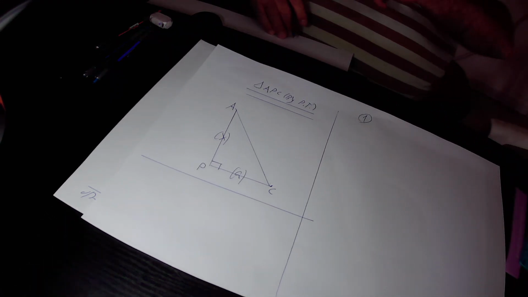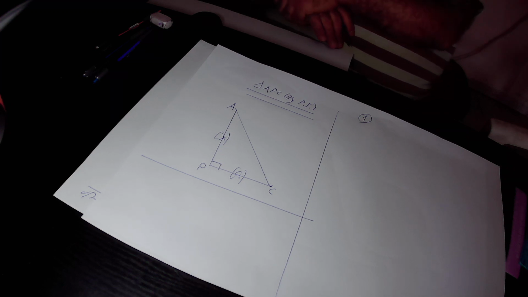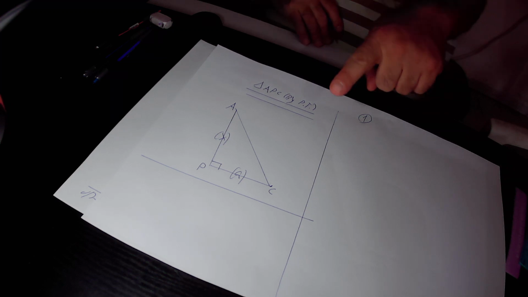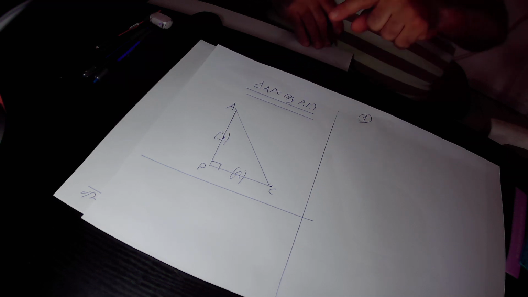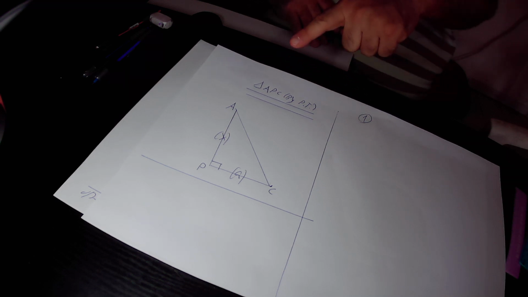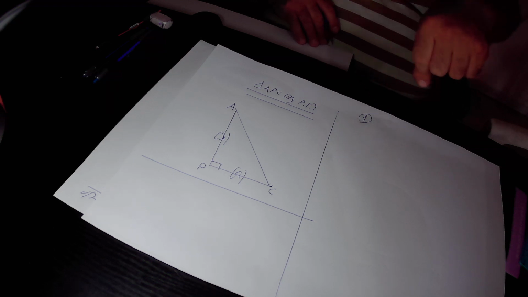So actually, this is the right triangle APC that I quoted from the original drawing. In this right triangle APC, AC square, that is the square of the hypotenuse, equals AP square plus PC square. So I write it down.